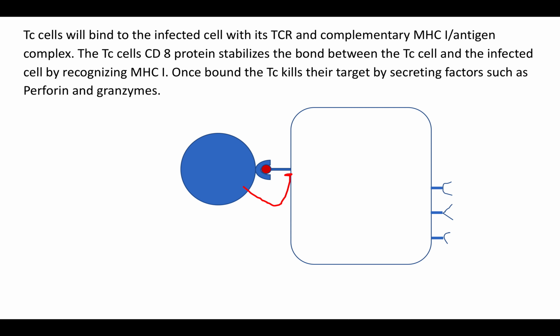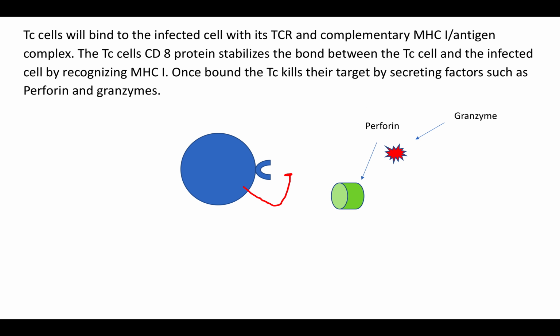Once bound, that cytotoxic T cell kills that target cell by secreting such factors as perforin, which puts pores into the cell membrane, and then granzyme. Granzyme goes through that perforin pore and activates apoptosis, which kills that cell.